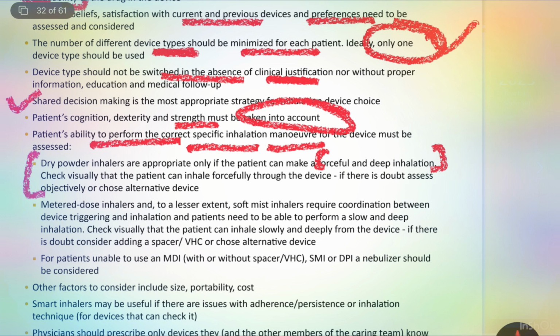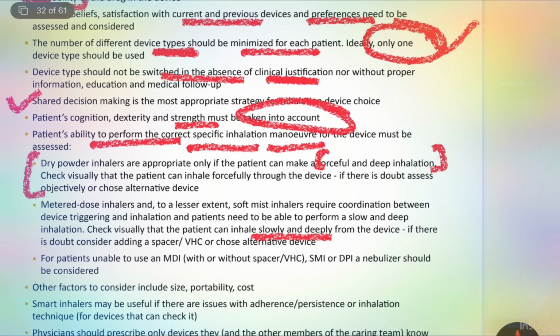If the patient is not able to deeply and forcefully inhale, then we should not use a DPI. Then we come to the MDI, metered dose inhaler, and to a lesser extent the soft mist inhaler, which require coordination between device triggering and inhalation, and the patient needs to be able to perform a slow and deep inhalation. Check visually that the patient can inhale slowly and deeply. So for an MDI, we should check that the patient can inhale slowly and deeply from the device.